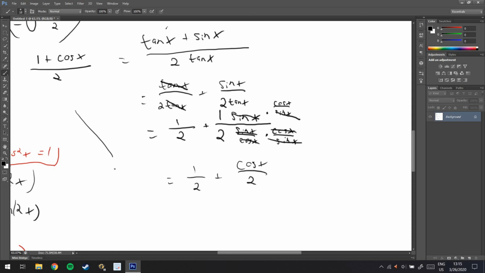I want to bring this down. 1 plus cosine of x over 2. And here, I can take out the common factor of a half, or I can even just combine the numerators. Actually, that's the right way to do it. 1 plus, since they have the common denominator, cosine of x all over 2, which is what we wanted, so this is true.